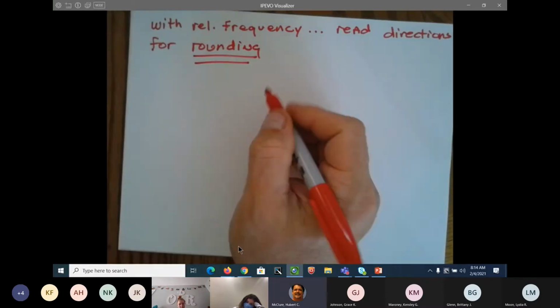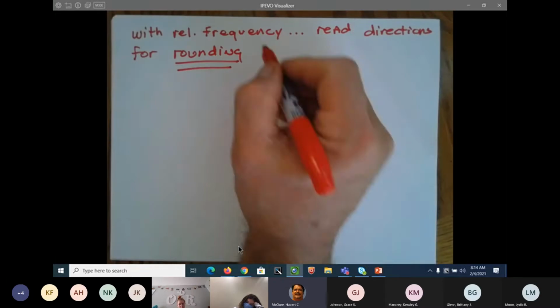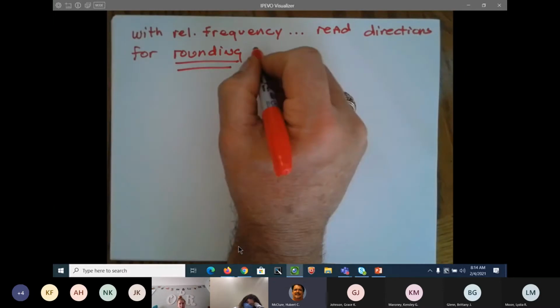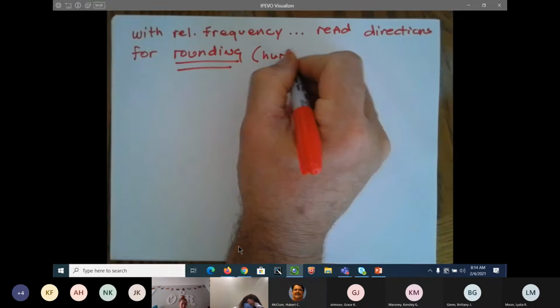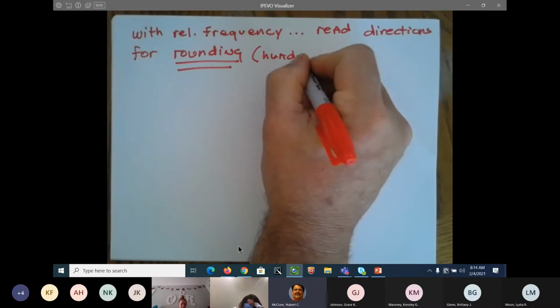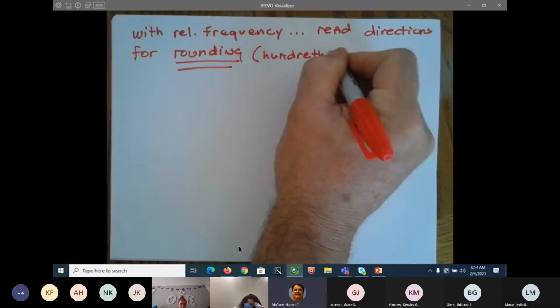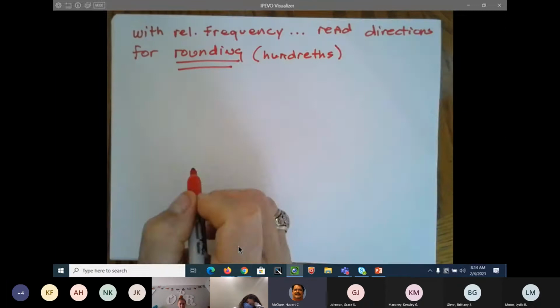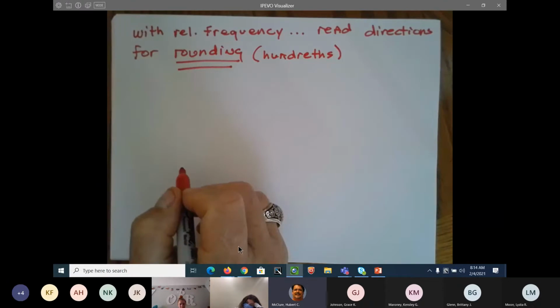Most of the time, it will tell you to round to the hundreds. But you cannot, don't take it for granted. On a test, make sure you read the directions for rounding the relative frequency.